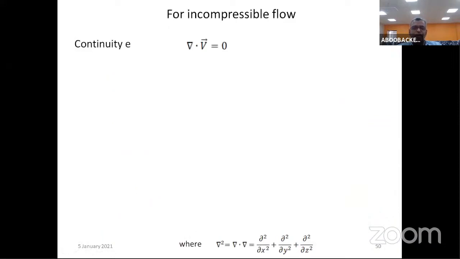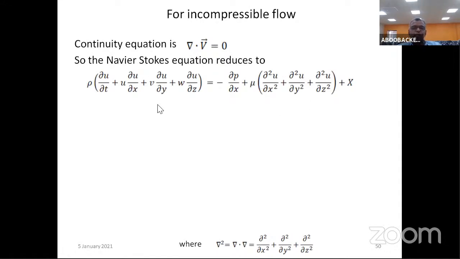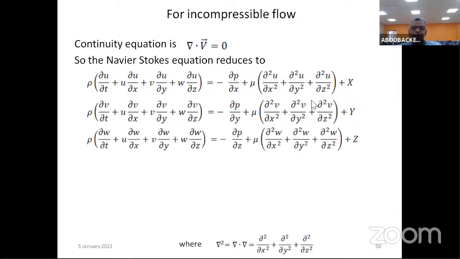And for incompressible flows, most of the solutions will be for incompressible flows, that is, the dilatation is zero. So the equation will be reduced to this. So these are the three directions, x direction, y direction. Here rho is constant, so it is taken out.